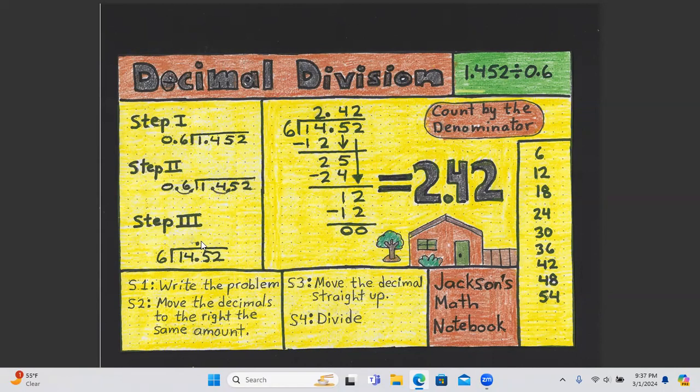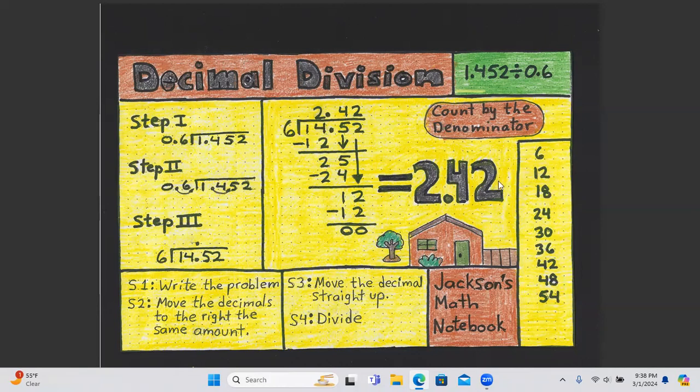But before we work out this problem, let us count by the divisor, in which we have over here 6, 12, 18, 24, 30, 36, 42, 48, 54, and these numbers will help us solve our problem, in which we have 14.52 divided by 6. And as you can see, 6 cannot go into 1, but it can go into 14.